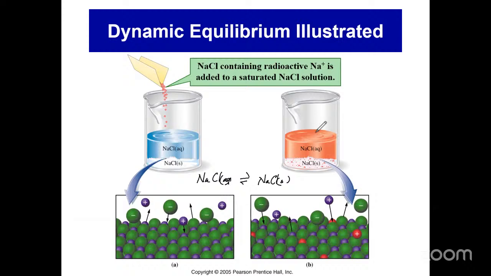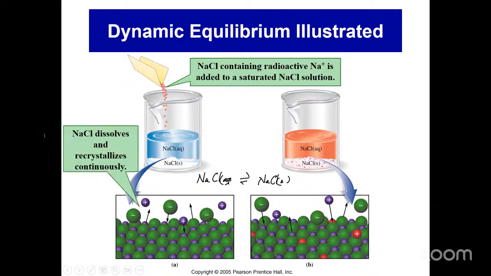So that's one demonstration of the fact that the equilibrium is dynamic and not static. If it were static, then the radioactive sodium chloride would remain as a solid, and there'd be no radioactive sodium chloride in the solution. So we now know that this equilibrium is a dynamic equilibrium and not a static equilibrium. This is talking about what happens at the microscopic level: sodium chloride dissolves and recrystallizes continuously according to the equation. So eventually some of the radioactive sodium will end up in the aqueous solution, and that's why we observe what we observe.